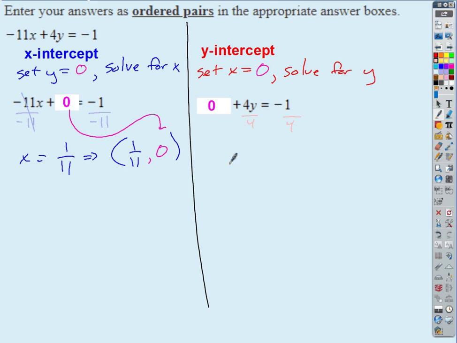And so I just get y equals negative over positive, which is a negative fraction, and then I just get 1/4. That doesn't reduce. Right? So if I write that as an ordered pair, my y coordinate is negative 1/4. What's my x coordinate, Gabe? 0. And that's it. Yes, sir. Okay? So that's it.